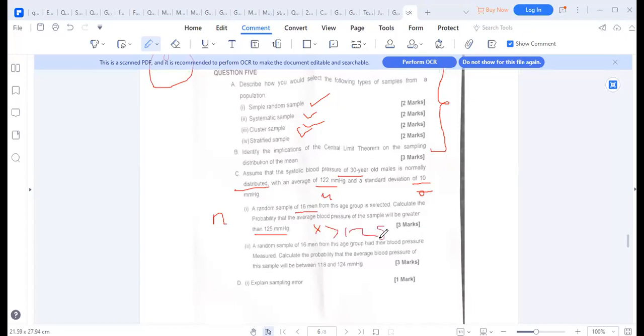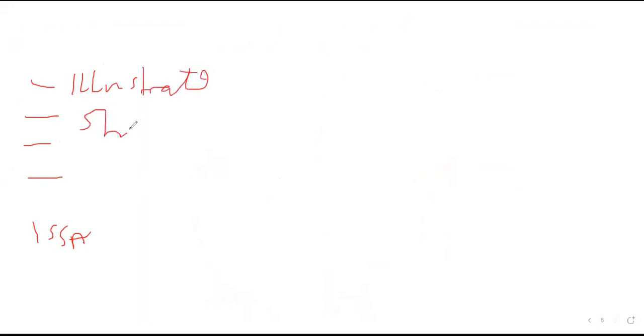I gave you the 5-point procedure of dealing with normal distribution. Normal distribution is the most cardinal distribution of them all because it carries more marks. I said step 1, we use the word what? ISA. Step 1, illustrate. Step 2, shade. Step 3, standardize. And step 4, apply.